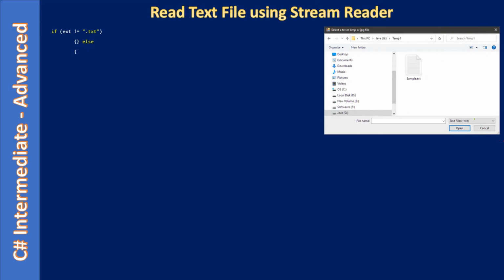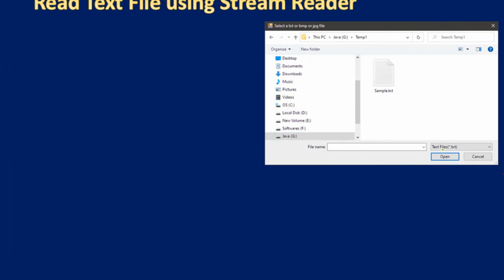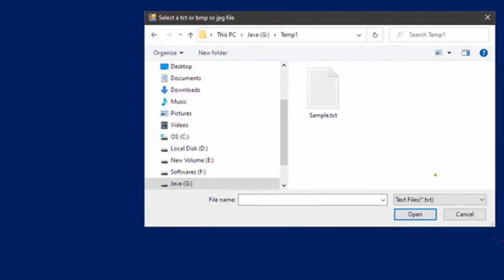So now what user will do, once a file open dialog is displayed, first they will go for this filter. They will set a text file, then they can browse any directory and they can click on the text file. After that they click open.